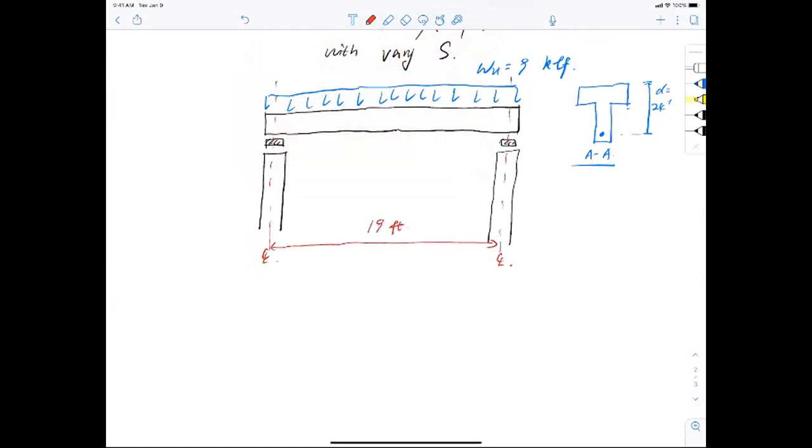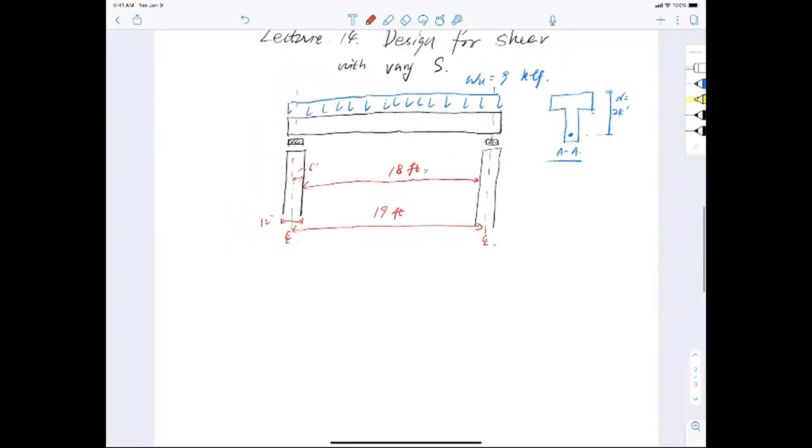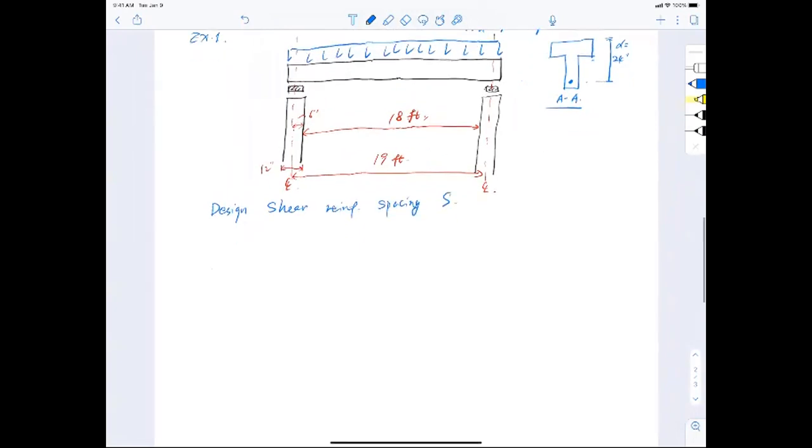Okay? And to be precise, I know that the pier or the column underneath it has a dimension of 12 inches, and half of that is 6 inches. So with that, I now know the clear span between the supports is what? 18 feet. All right, that's the dimension I have. Okay, so I want us to design. So this is example number one. Okay, design the shear reinforcement spacing. And that, ladies and gentlemen, is my spacing S here, okay?